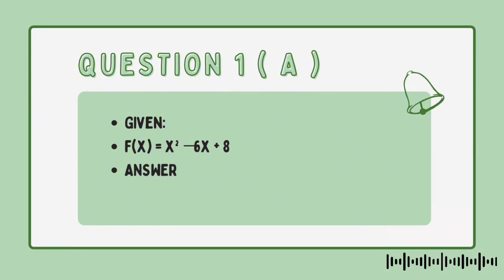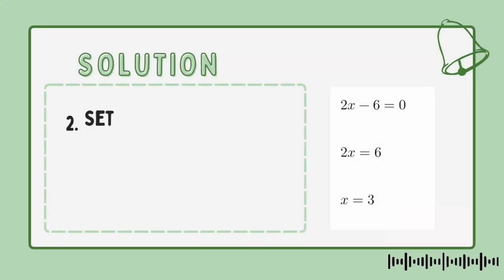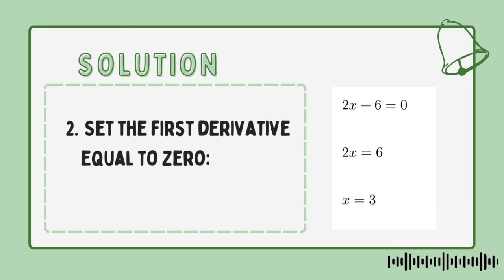We are given the function f of x equals x squared minus 6x plus 8. First, we find the stationary point by differentiating the function. When we differentiate x squared, we obtain 2x. When we differentiate negative 6x, we obtain negative 6. The constant 8 becomes 0 after differentiation. Therefore, the first derivative of the function is 2x minus 6.